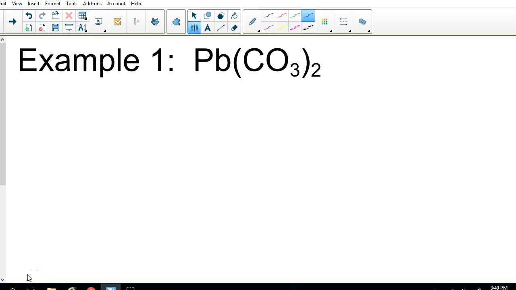Okay, this is page 3 in the packet. Notes from page 3 in the packet. So, if you're going to come up with the formula name from the formula, you're going to go through these steps. You're going to first split it.